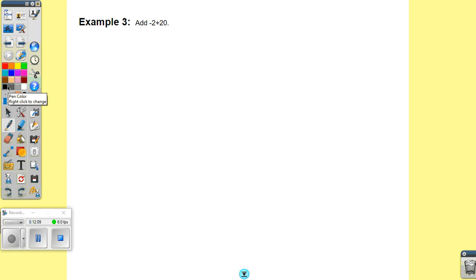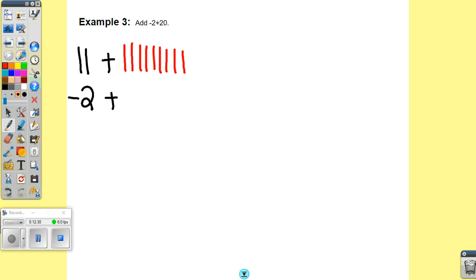All right, so negative 2, that's a negative number. So we're going to pull out 2 black popsicle sticks. And we have 20 red popsicle sticks that we need to take out because we're adding positive 20. So bear with me here. We have 20. 1, 2, 3, 4, 5, 6, 7, 8, 9, 10, 11, 12, 13, 14, 15, 16, 17, 18, 19, 20. Okay, I added 20 popsicle sticks to my table.